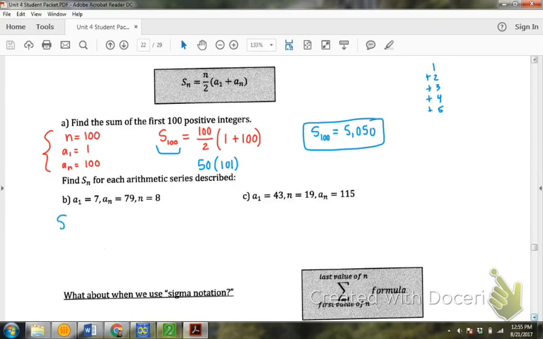So we have our S sub 8. There are 8 terms. We do N over 2. That's what my formula says. So N is going to be my 8 over 2 times my first number, which was 7, plus my last number, which was 79. Okay, so use your calculator.